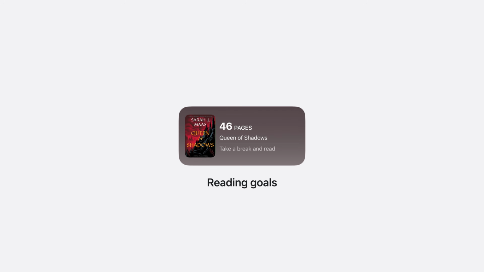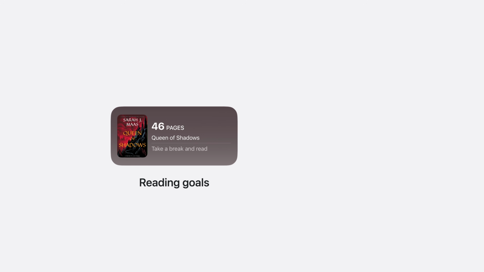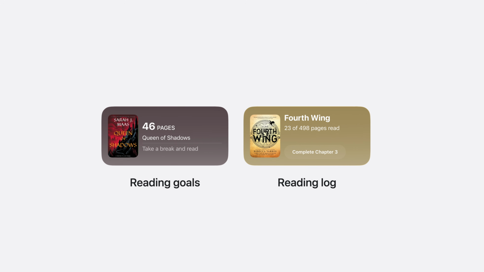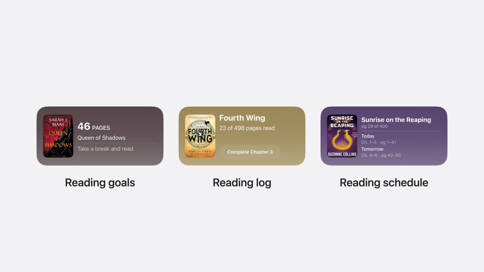The first widget is the Reading Goals widget, encouraging me to read throughout the day. The second, the Reading Log widget, helps me keep track of my current progress through a book. The third widget builds a schedule for me to follow so I can finish my book on time. Throughout this talk, I'll cover key decisions for each widget that can help when creating your widgets. I'll start by covering how an app provides widgets to the system.